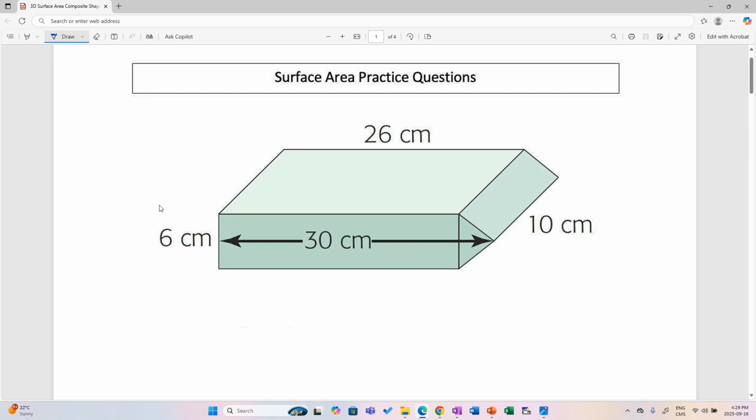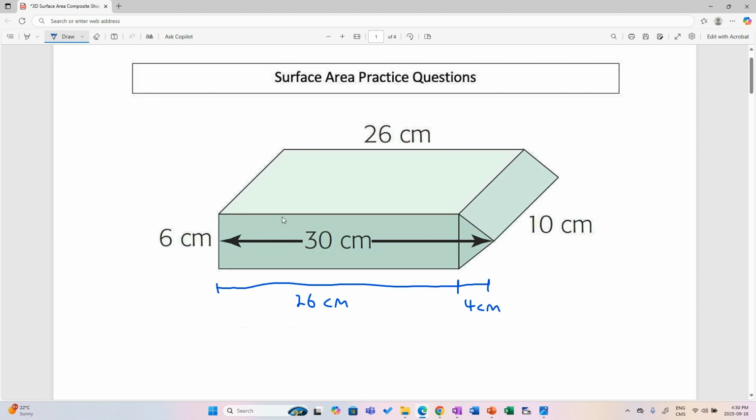Hi class, in this video we're going to be going over some surface area problems of some composite shapes. So the first thing I'm going to do is make sure I label what I can onto this shape here. What I notice right now is this entire length here is 30, but 26 is only up to here. So I can say 26 centimeters goes from here all the way to here. And this remaining one will be 30 minus 26, which would be 4 centimeters.